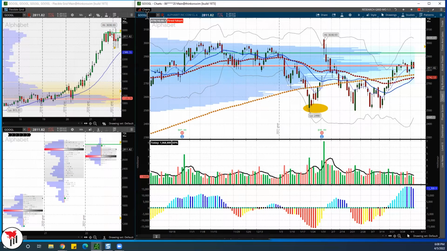Now the problem, I'm not sure if we talked about this last time, but we have the 200, we have the 50 MA, so this should be ready to go, right? This should be sort of a Microsoft type of play. What I don't like is this 30-30, right?